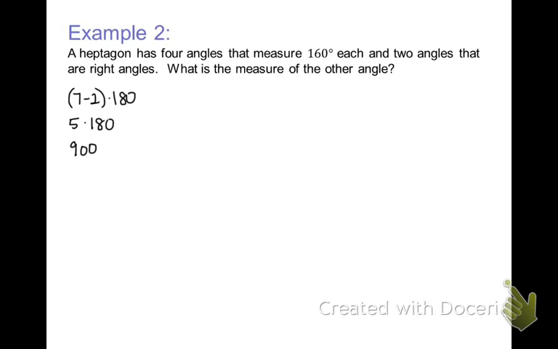So what's the first thing that you can do to start adding these up? You can do 160 times 4, right? So rather than adding 160 four times, we can simplify that by doing 4 times 160. What else do you know?